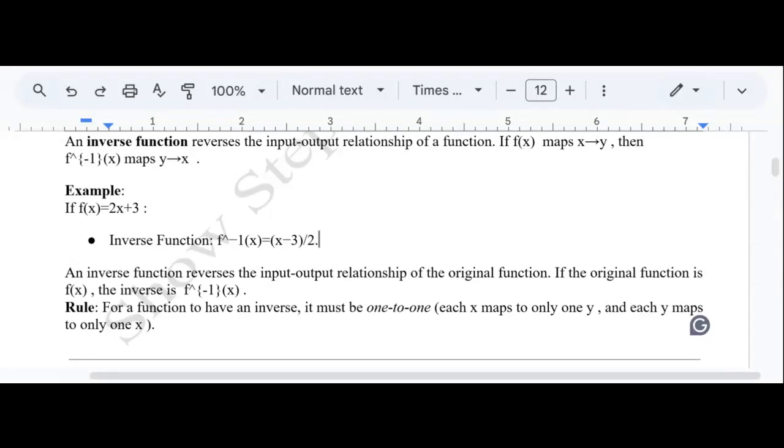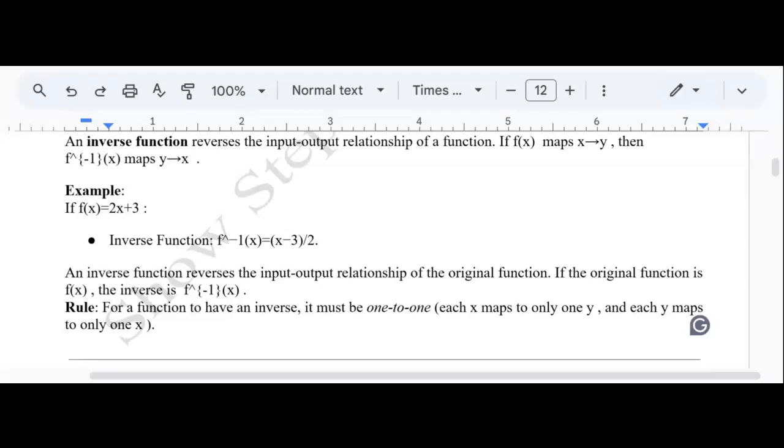What if he gives you f of x and says, please find the inverse? Then we have 4 steps, and these 4 steps we have to follow to get the inverse. What if he gives you a table? Very easy. All you have to do is swap: replace x and y. That's it.